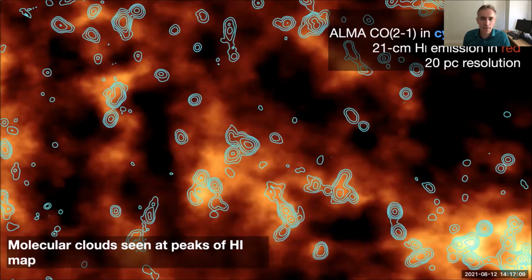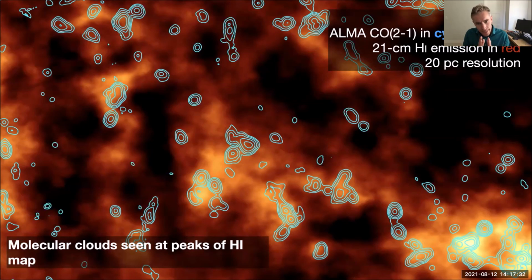So it's the background picture that you see here. On top of that, we're drawing a bunch of contours, and this is carbon monoxide emission taken from observations using the ALMA telescope. We're using carbon monoxide as a proxy for where the molecular gas is. So these are the clouds that should be forming stars eventually.